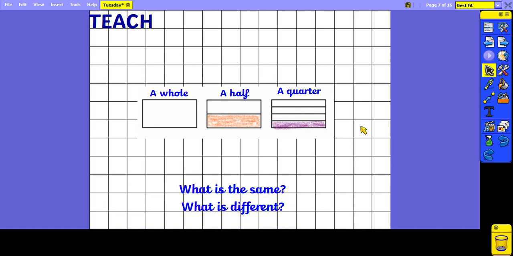What is the same this time? Again, we started with the same size rectangle. What is different? The sizes of our parts are very different. So here, to find a quarter, we have gone across again to split that half into two parts to give us a total of four parts.